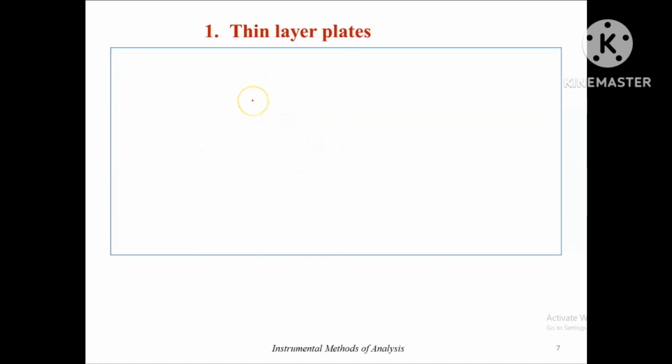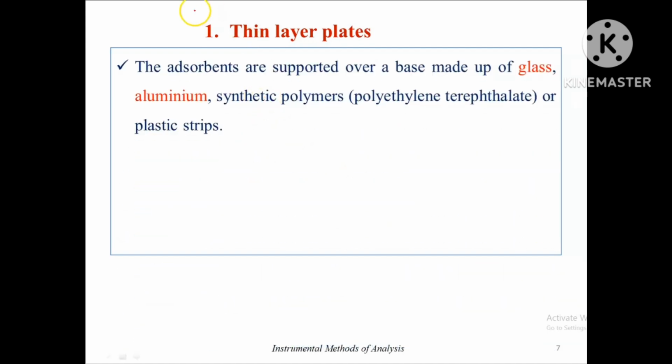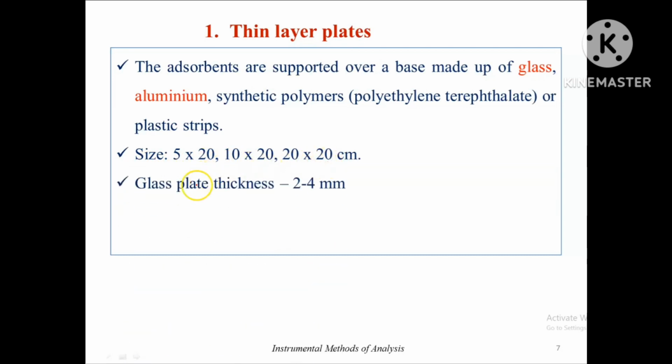The first aspect is TLC plates. The adsorbents are supported over a base which is made up of glass, aluminum or synthetic polymers like polyethylene terephthalate, or even plastic strips can be used. The most preferred sizes of the TLC plates include 5 by 20, 10 by 20 or 20 by 20 centimeter dimensions. And the ideal thickness of the TLC plates can lie between 2 to 4 millimeters.